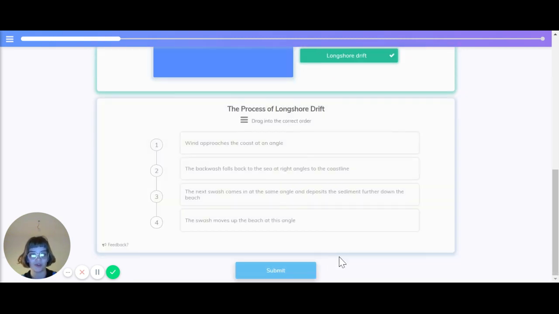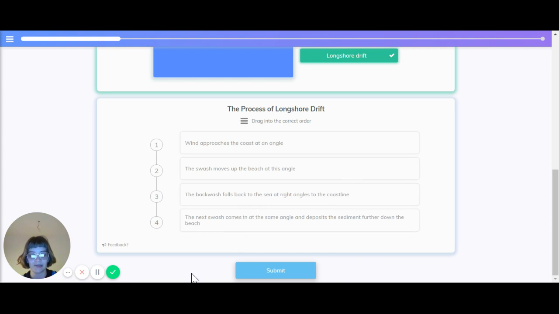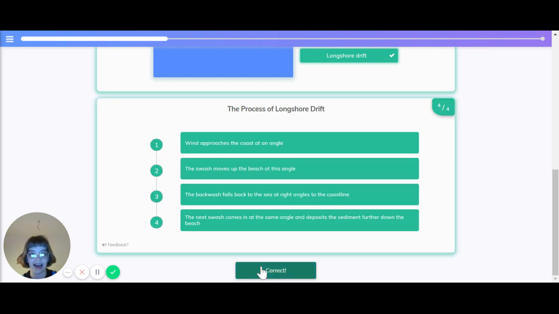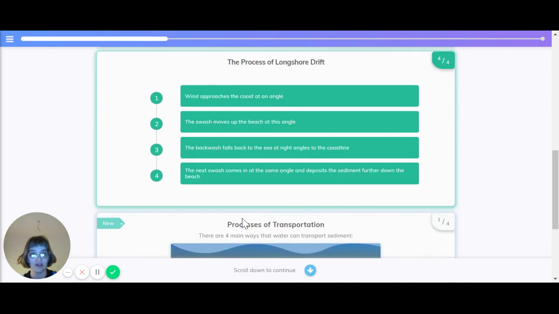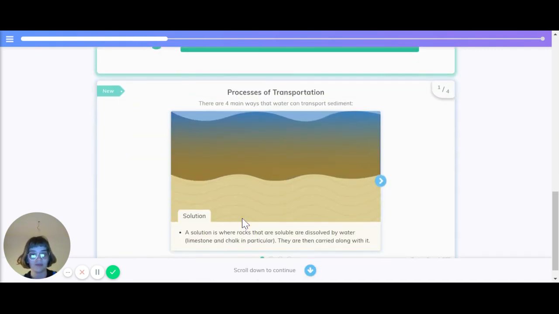What is the process of longshore drift? The wind approaches the coast at an angle. The swash moves up the beach at this angle. The backwash falls back to the sea at right angles to the coastline. And the next swash comes in at the same angle and deposits the sediment further down the beach.